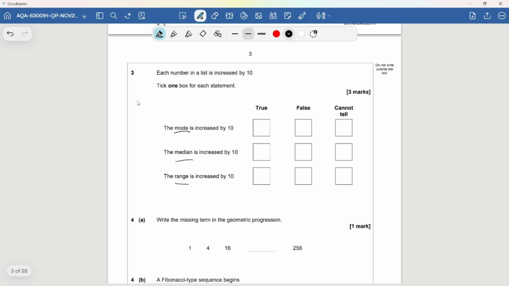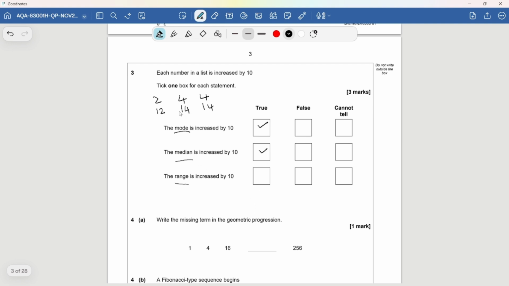So, let me take any random values, maybe 2, 4, 4. Suppose I have this data. Every number is increased by 10. So, if I increase 2 by 10, I get 12. 4 plus 10 is 14. This also will be 14. Previously, the mode of my data was 4. Now, the mode of the data is 14. So, has it increased by 10? Yes. Previously, my median was 4. Now the median is 14. So the median also has gone up by 10 units. So I would say yes, this is also true.